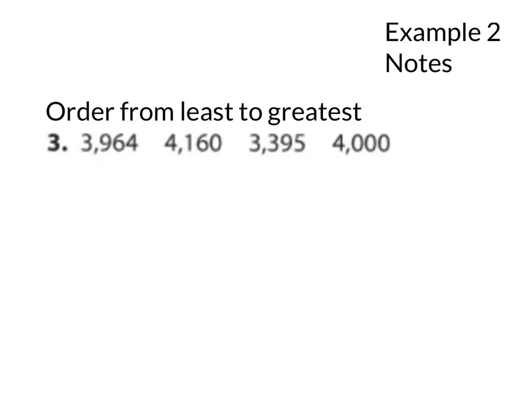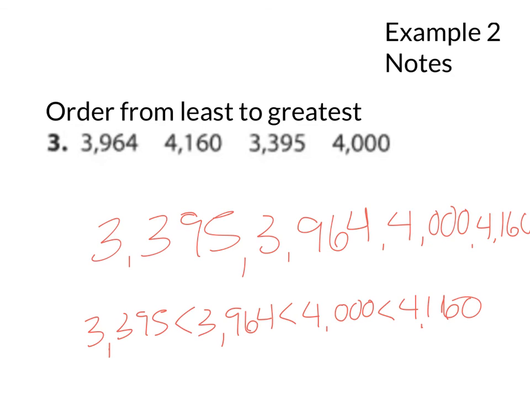During this example, I'm going to ask you to do it before me and then unpause the video to see if you got it right. Please pause the video now to order from least to greatest. All right, there's two different ways you could have done this. Welcome back if you already did it. All right, so you could have written it like this with commas in between each number, or you could have written it with less than. So I'd read this: 3,395 is less than 3,964, is less than 4,000, is less than 4,160. That should be your answer.